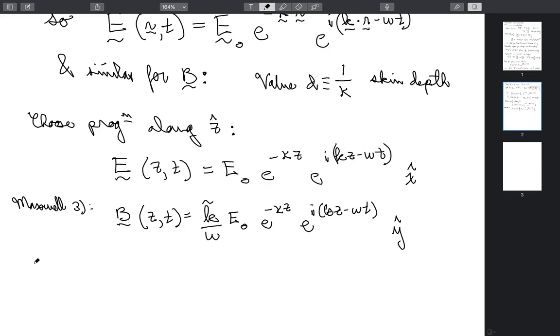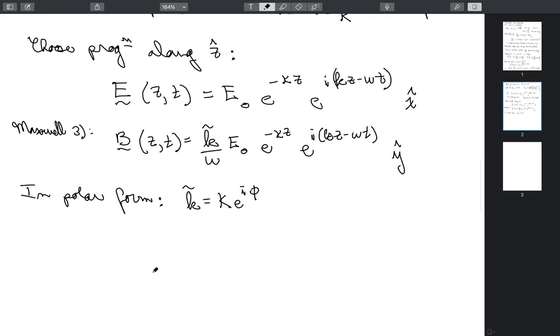Okay, so we're going to introduce polar form. So in polar form, what we're going to do is write this k twiddle as some real number times a phase. Okay, and this K here is just the big K, right? So maybe I'll just redo that.